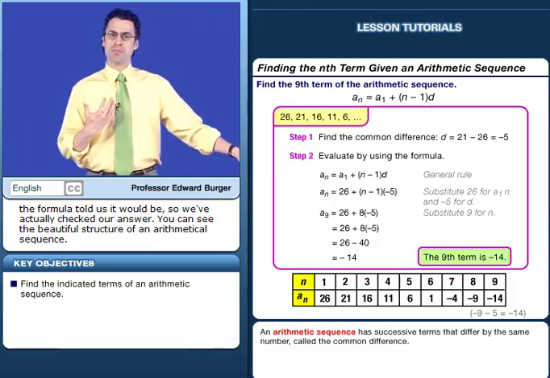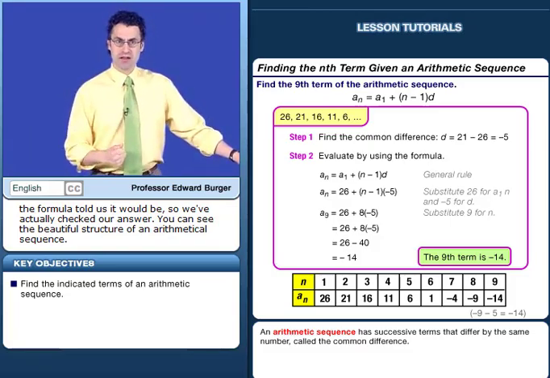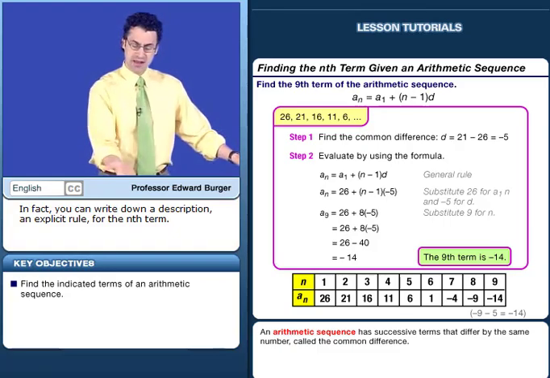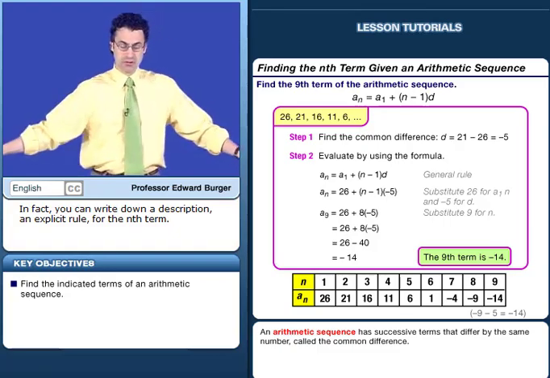You can see the beautiful structure of an arithmetic sequence. In fact, you can write down a description, an explicit rule for the nth term.